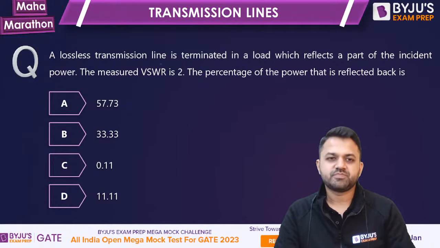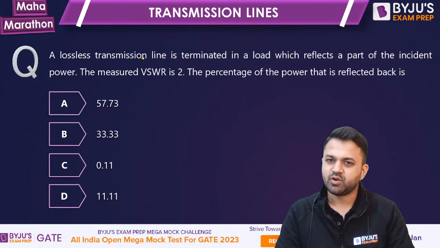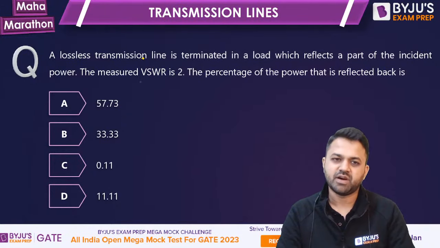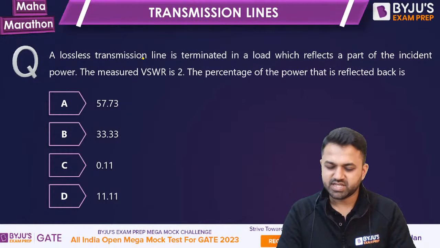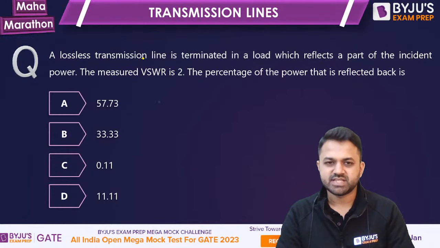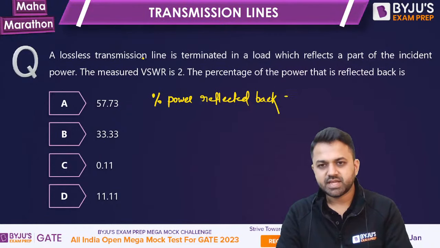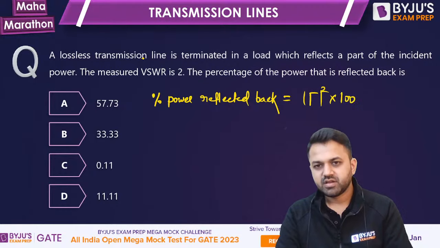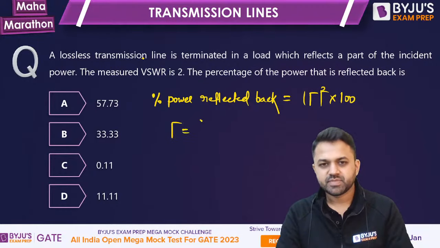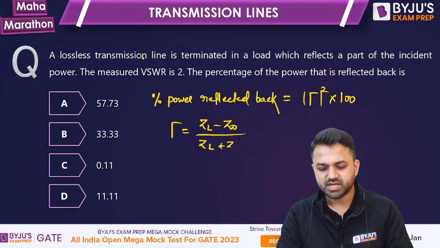So, a lossless transmission line is terminated in a load which reflects a part of the incident power. If VSWR is 2, then what is the power that is reflected back? So, the percentage power that is reflected back is mod gamma square into 100. So, what is the gamma? This is ZL minus Z0 divided by ZL plus Z0.